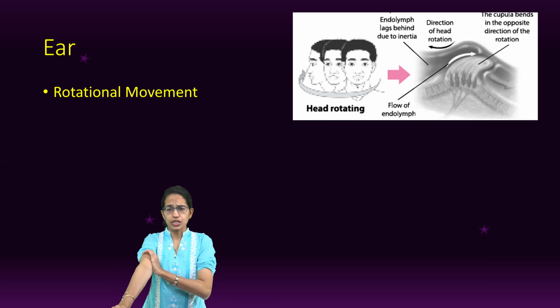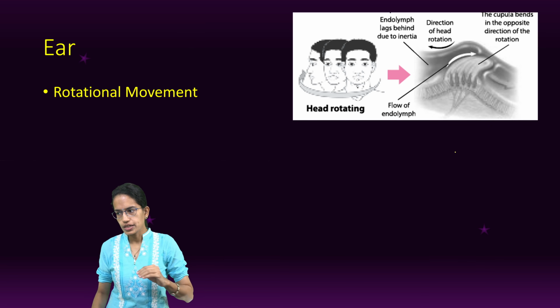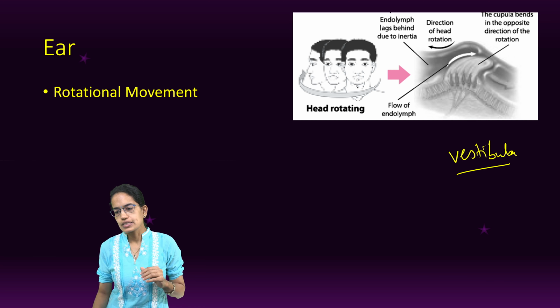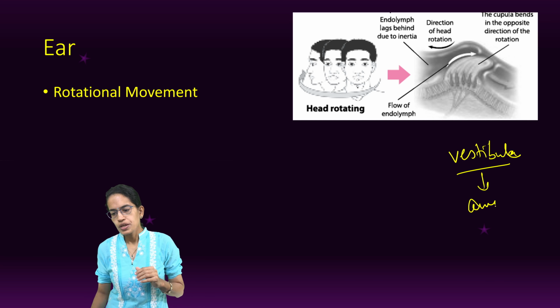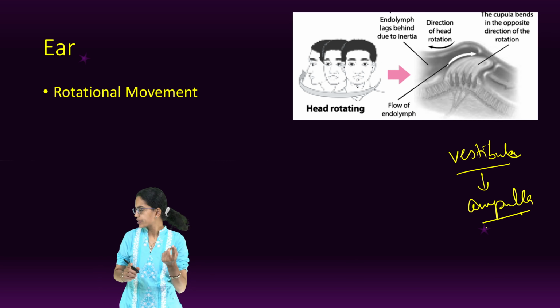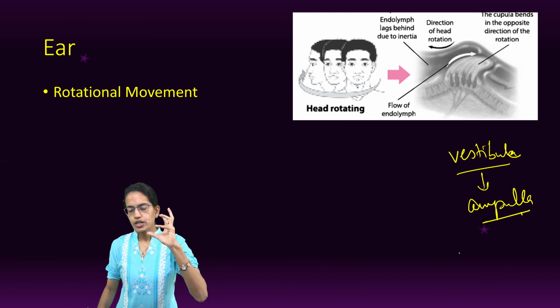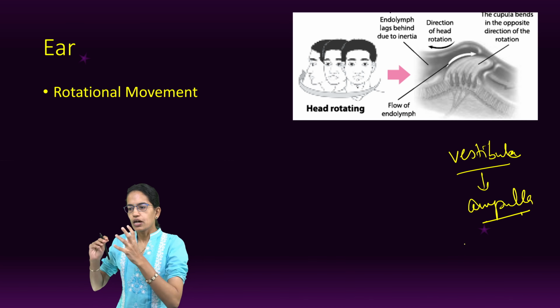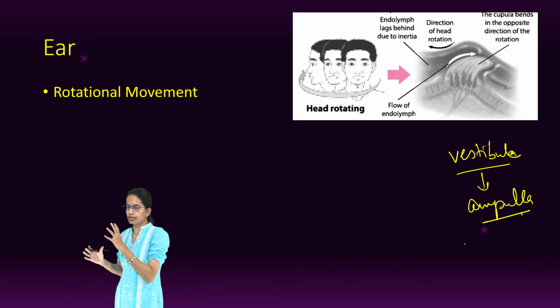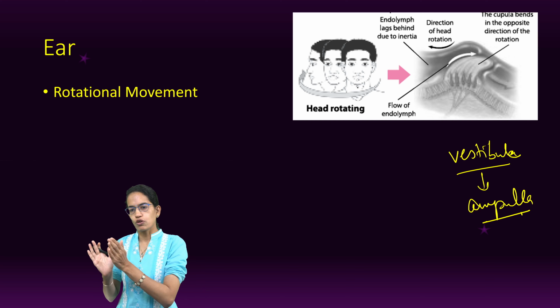The next is rotational movement. Now as we said, the base of the semicircular canal is where the vestibule meets, and this region is what is called the ampulla, and this ampulla is what governs the rotational motion, the head rotating to and fro. Now fluid is filled in the ear. Now this fluid moves slowly in the direction of the motion of the cupula.